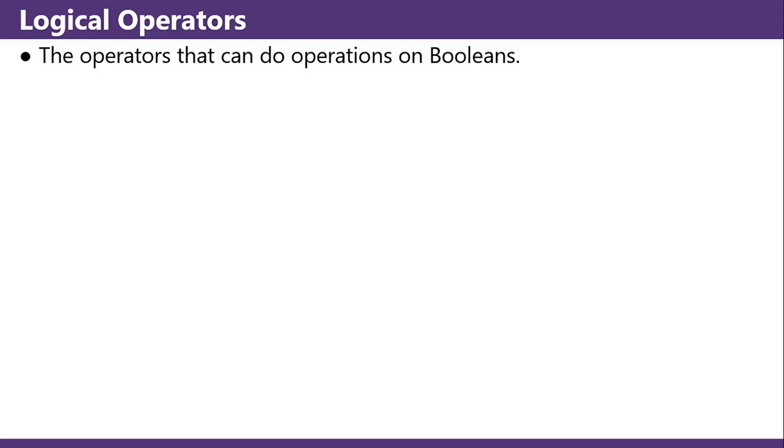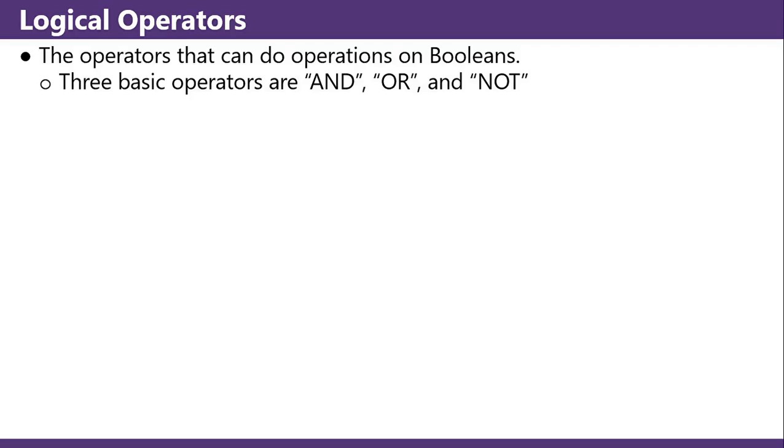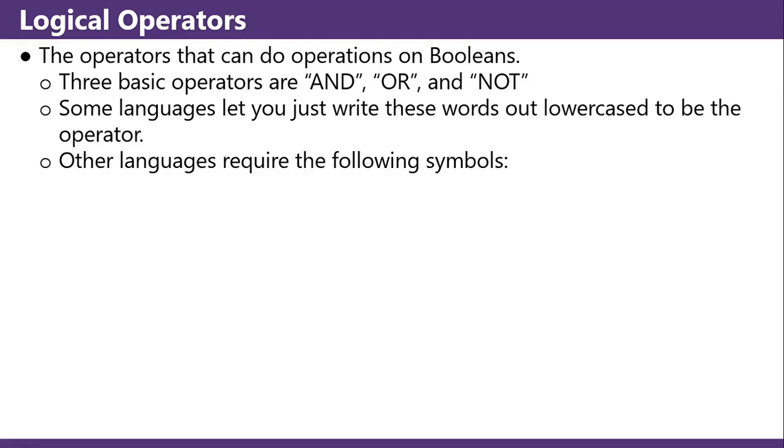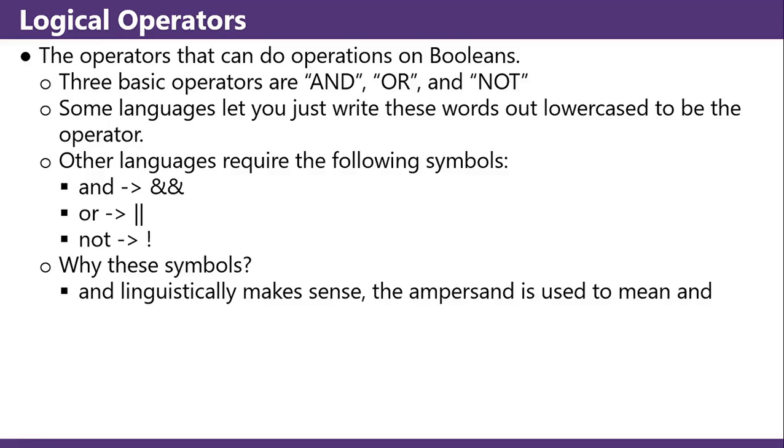When paired with logical operators, these are an important building block to be able to express yourself in code. Logical operators, the operators that can do operations on Booleans. 3 basic operators are and, or, and not. Some languages just let you write these words out lowercase to be the operator. Other languages require the following symbols. And is double ampersand, or is double vertical bar, and not is exclamation point.